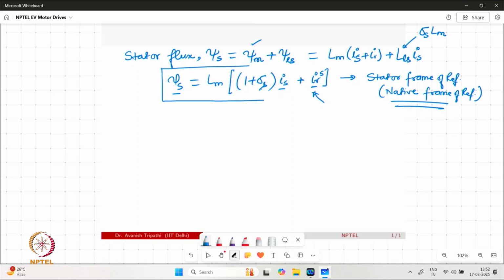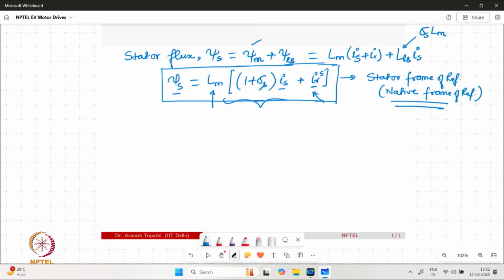Now, once we are having definition for psi s in this manner, it seems as if there is a branch Lm in which there is inductance Lm, in which we are passing a current which is written as combination of Is and Ir along with sigma s. So we can define something called as stator magnetizing current, stator flux magnetizing current, which is basically represented in terms of stator and rotor currents in this manner.